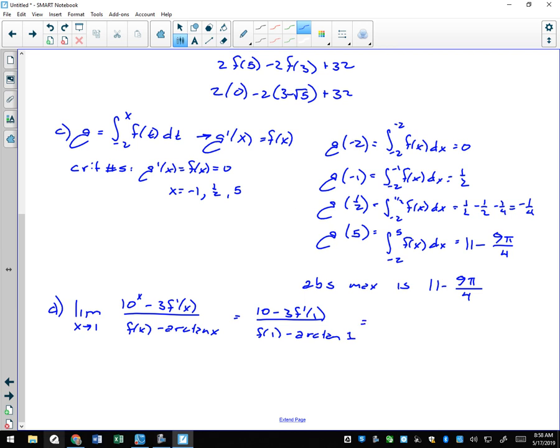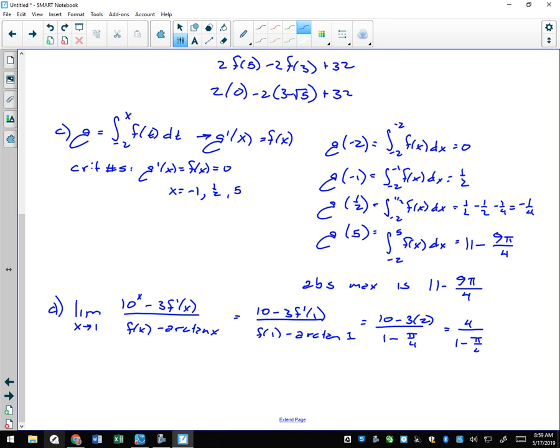Okay, let's look at the graph here. And so I'm looking at f, and so 10 to the first is 10, f prime of 1 is the slope of the function f at 1, which is 2. Okay, this is not indeterminate. F of 1 is 1 minus the inverse tangent of 1 is pi over 4. And I guess I'll clean that up a little bit. So 10 minus 6 is 4 over 1 minus pi over 4, and we're done.